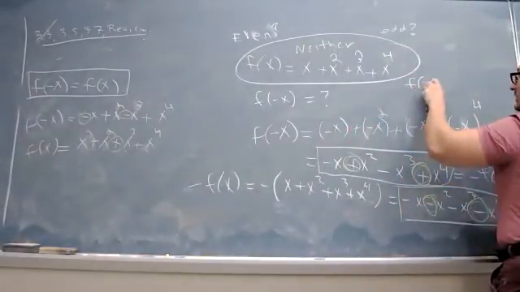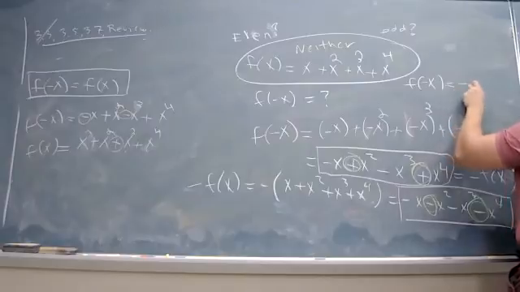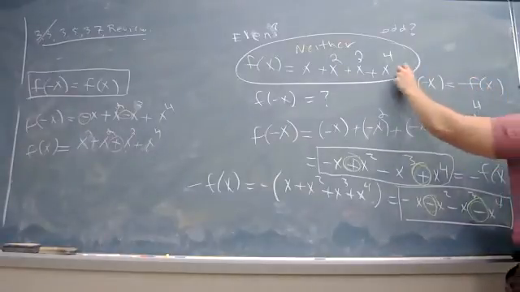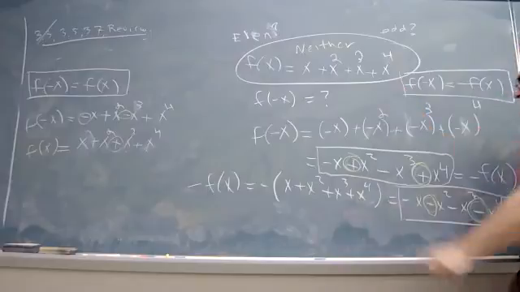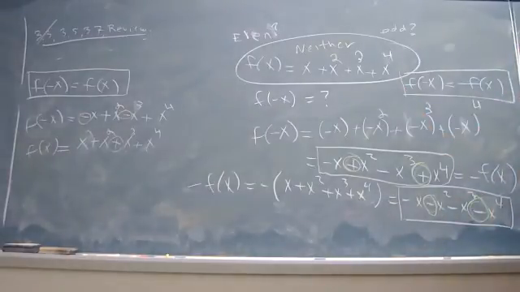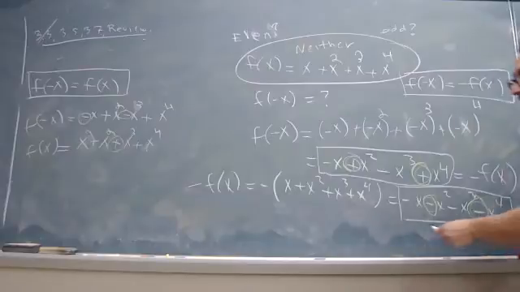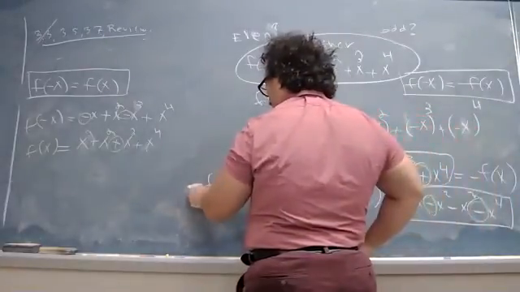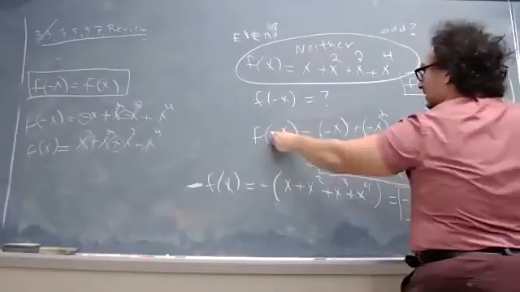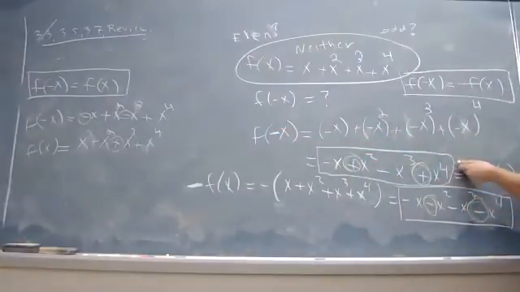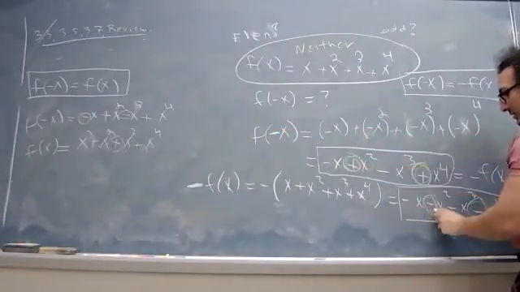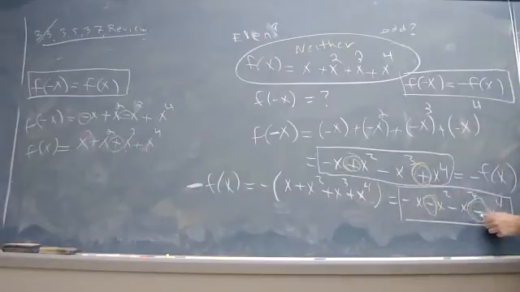f of negative x had to equal negative f of x. But this is not satisfied either, because f of negative x would give us this result. Negative f of x would give us this result, right? Whereas f of negative x gives us this result up here. And notice that they don't match. There's a plus here and there's a minus here. There's a plus here and there's a minus here. So they don't match. They're neither even nor odd.